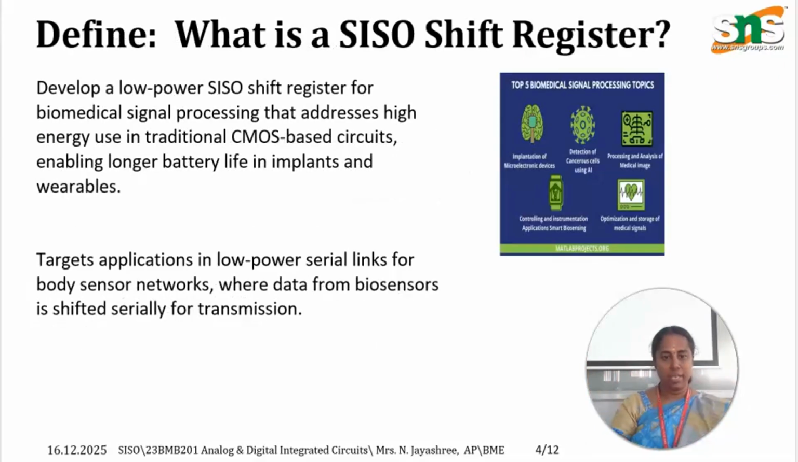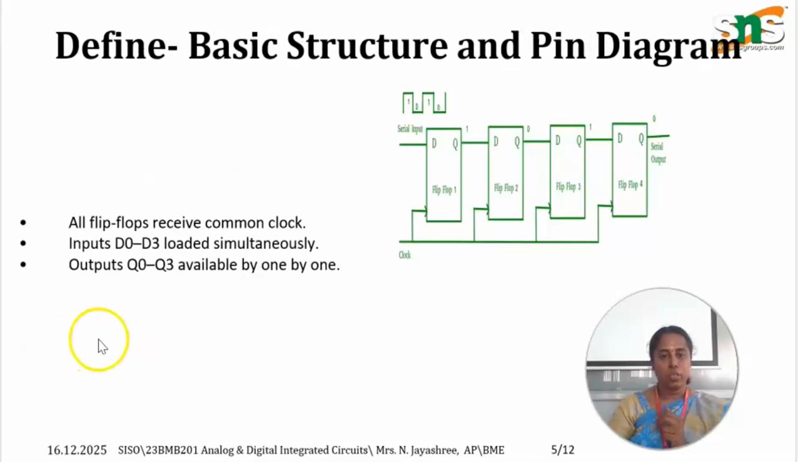Next one is what? Define stage. So what is the define stage? Develop low power SISO shift registers for biomedical signal processing that address the high energy use of traditional CMOS based circuits, enabling longer battery life in implants and wearables. Target applications in low power serial links for biomedical sensor networks, where data from a biomedical sensor is shifted serially for transmission.